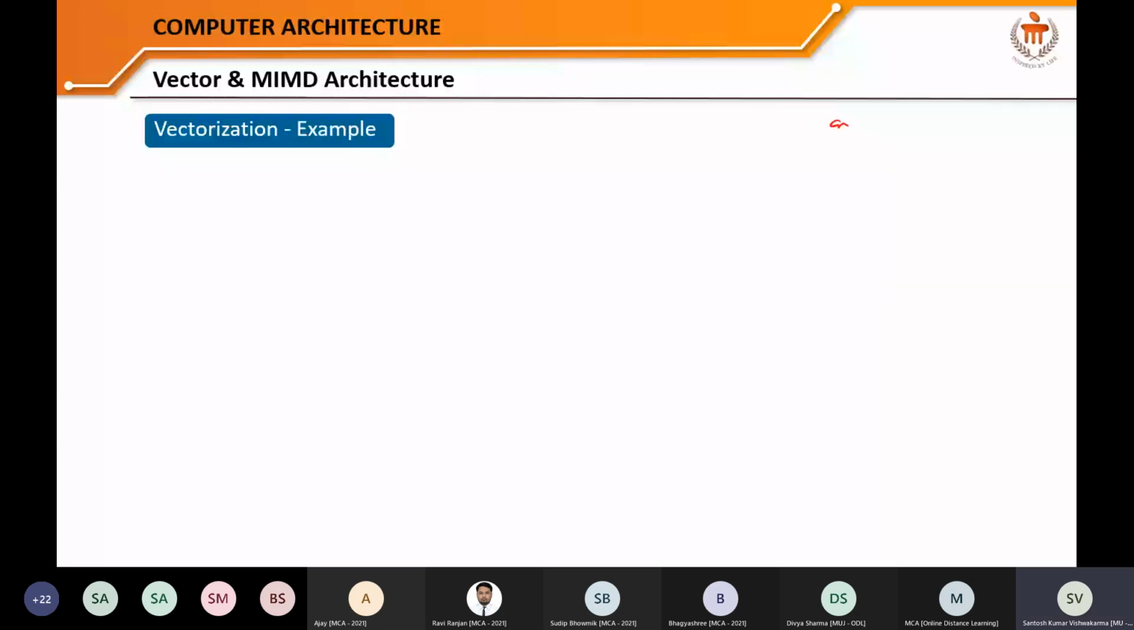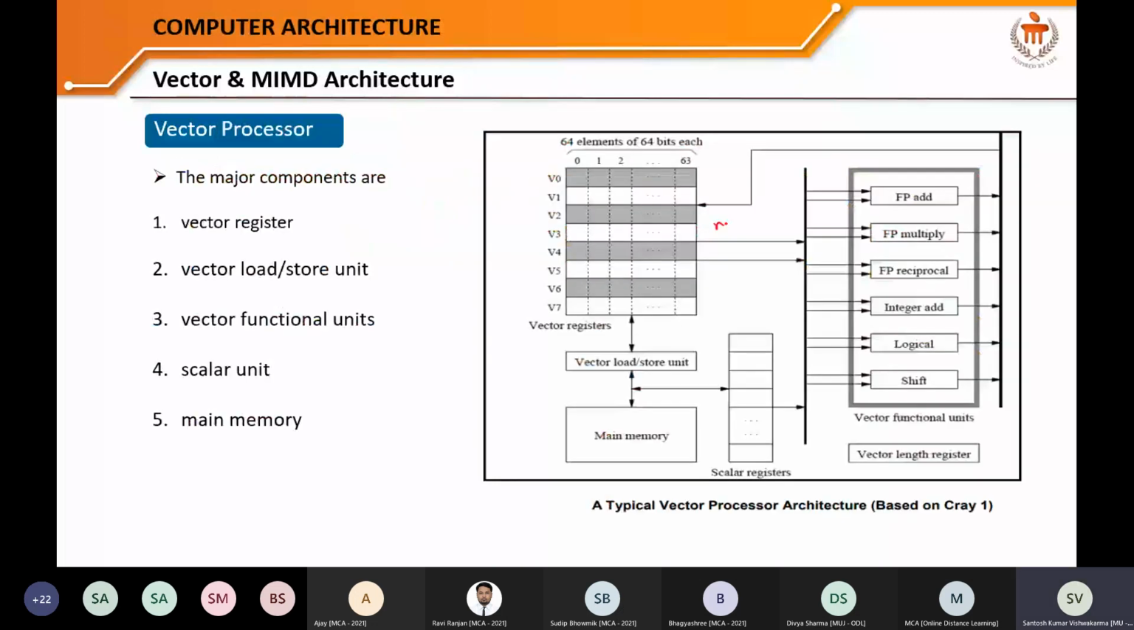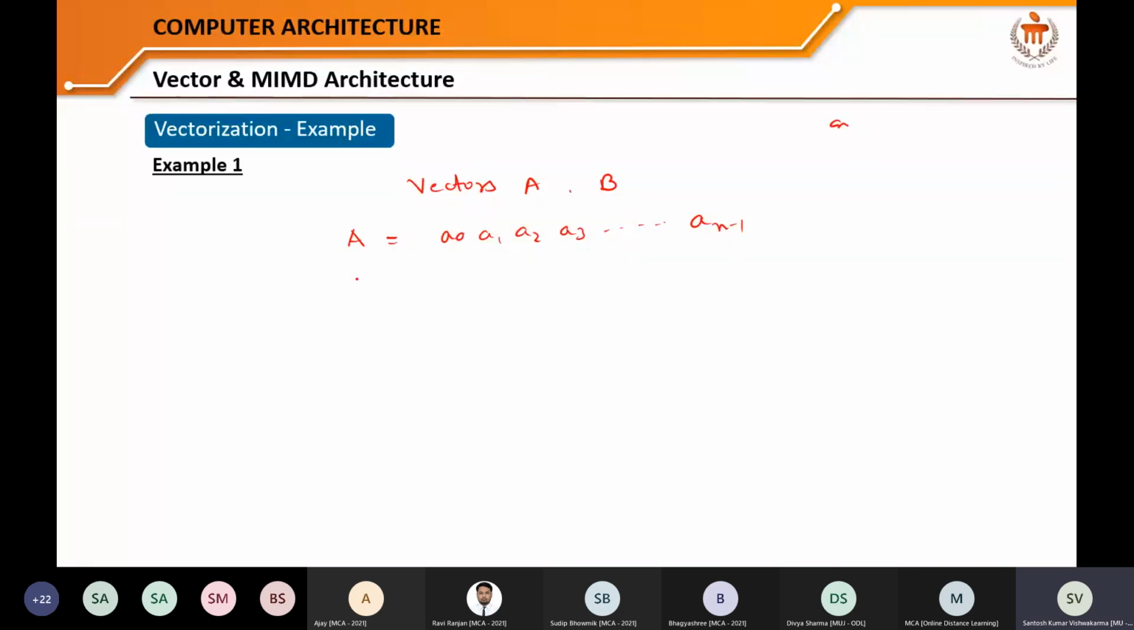Let me show you one example of vectorization. Suppose there are two vectors A and B, where vector A is A0, A1, A2, A3, and so forth up to An minus 1, and you have the vector B, which is B0, B1, B2, B3 till Bn minus 1. So these are two vectors just for the sake of example.